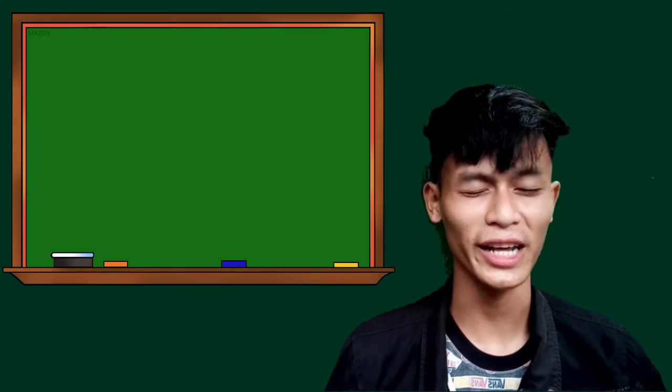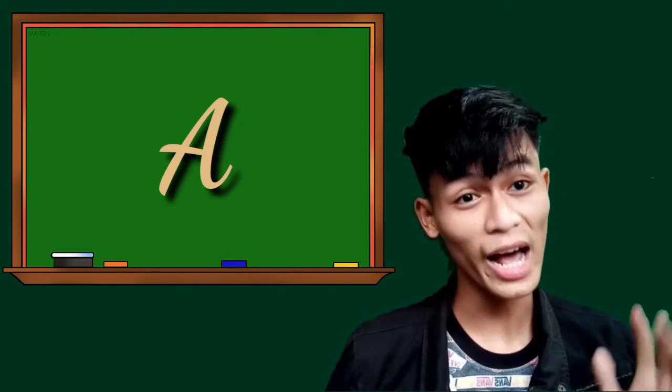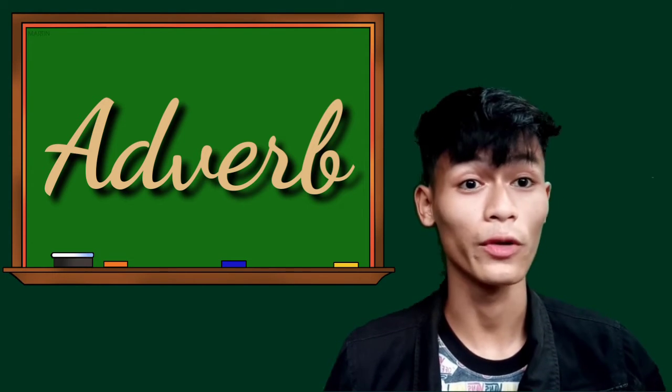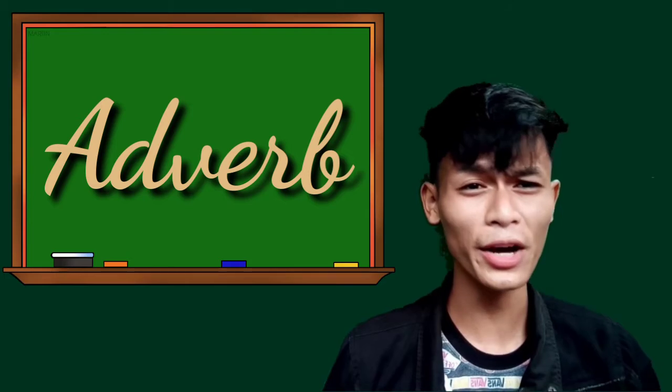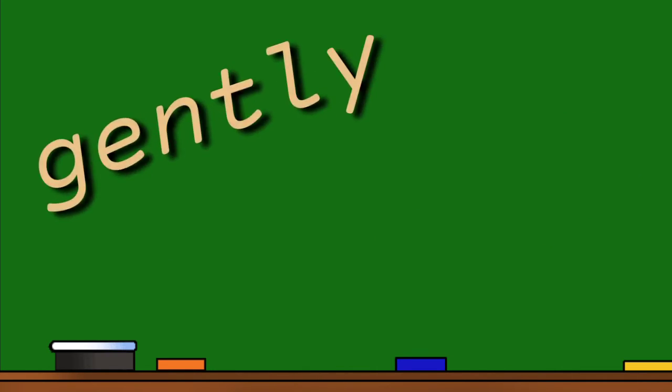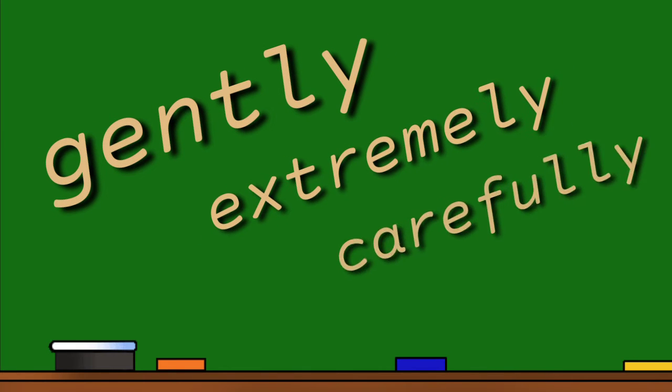We are now done with our fifth part of speech in the English language, and it is the adverb. An adverb is a word that modifies a verb, an adjective, or another adverb. It usually answers the questions when, where, how, why, under what conditions, or to what degree. Adverbs often end with an ly. For example, gently, extremely, carefully.